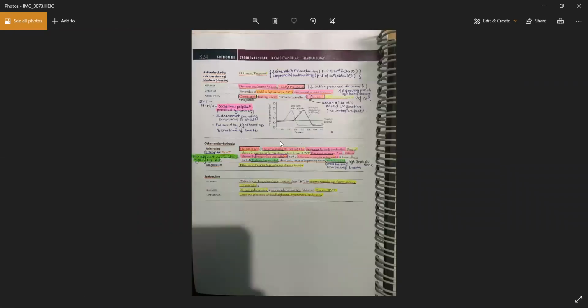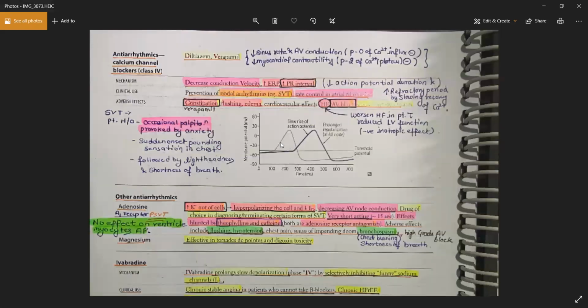And finally, the class 4 agents. They are the calcium channel blockers. We have discussed them. They have an activity just like the beta blockers. They decrease the contractility and they decrease the heart rate. Similarly, they decrease the heart rate and the contractility, nothing more.